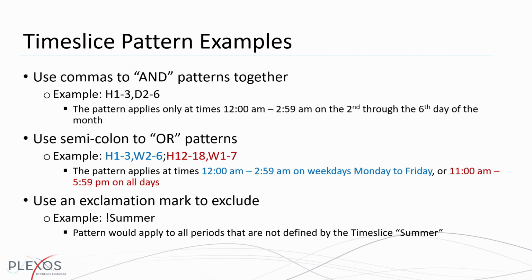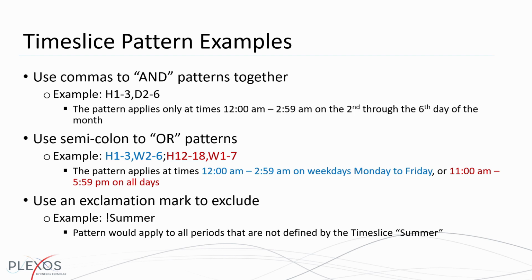This pattern applies only at times 12 a.m. to 2:59 a.m. on the 2nd through the 6th day of the month, every month. To set up OR patterns, use a semicolon. For example, H1 through 3, W2 to 6, and then H12 through 18, W1 to 7. This pattern applies at times 12 a.m. to 2:59 a.m. on weekdays, Monday to Friday, or between 11 a.m. and 5:59 p.m. on all days.